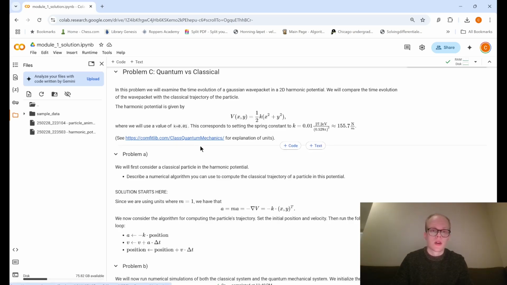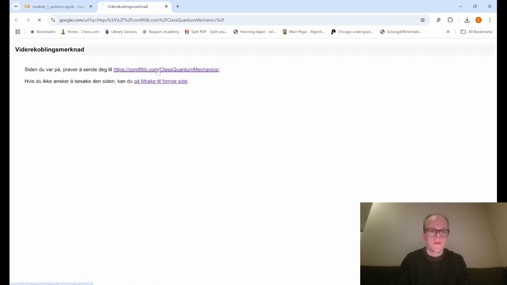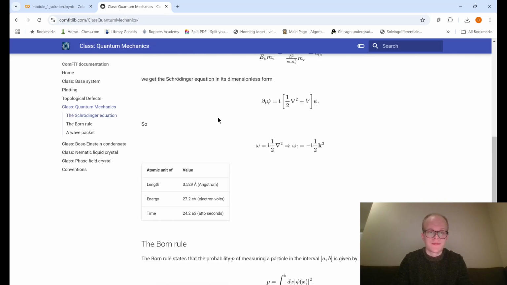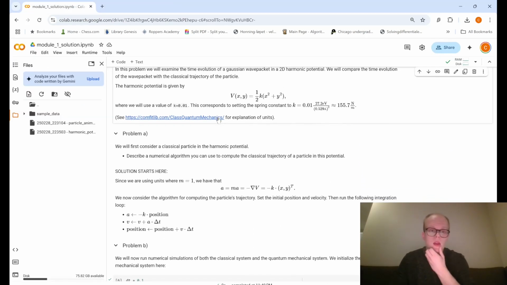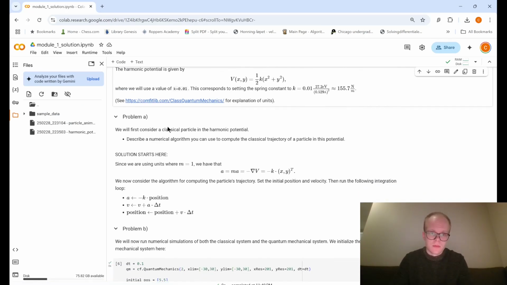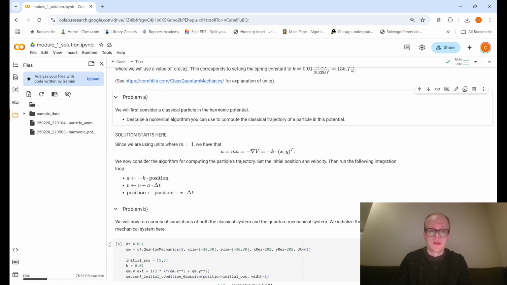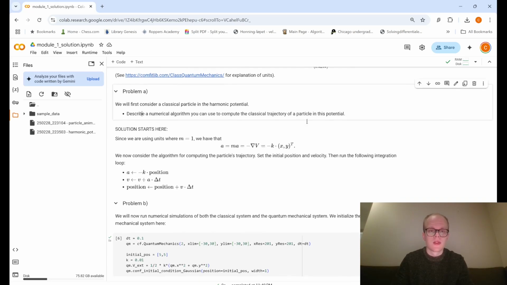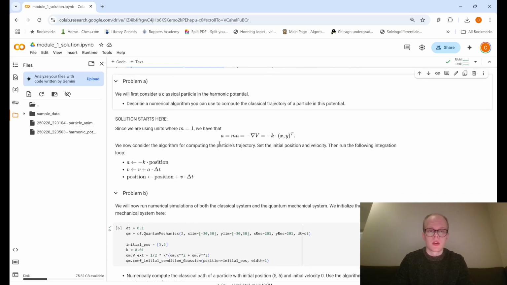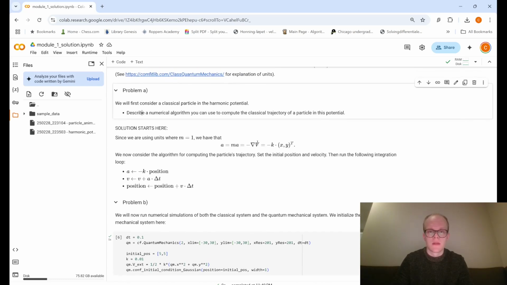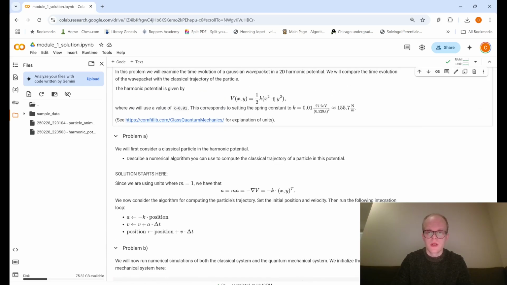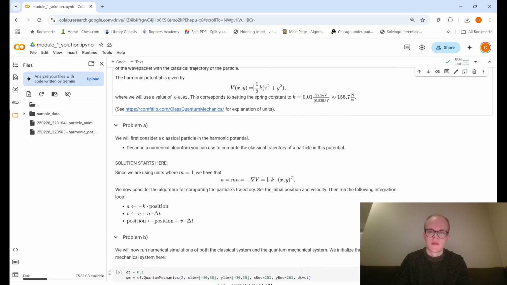And for an account of the units used, you can go to this page right here and have a look. So for the first subproblem, we ask you to just describe a numerical algorithm you can use to compute the classical trajectory of a particle in this potential. We are using units where the mass equals 1, so the acceleration just becomes the negative gradient of the external potential. If you compute the negative gradient of this, it just becomes minus k times x and y.